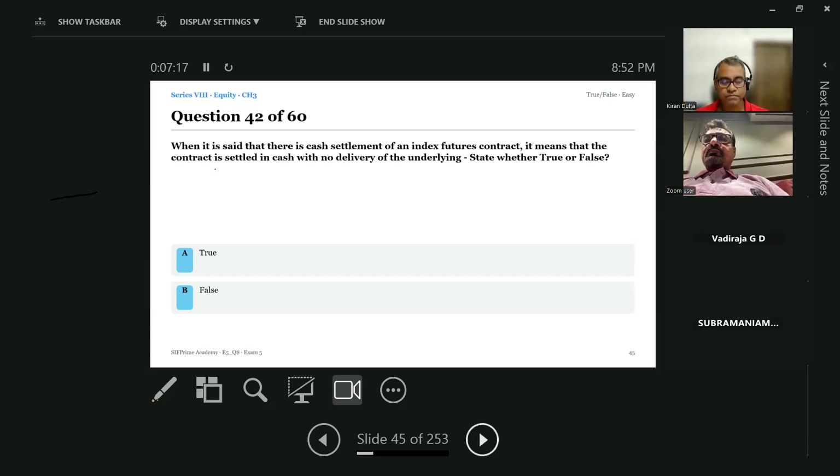Next. When it is said there is a cash settlement of an index futures contract, it means the contract is settled in cash with no delivery of the underlying. True or false? True. Understood, everyone? We discussed this just now, a few minutes ago. There are no deliveries generally. It's all cash settlements only. So the answer is true.